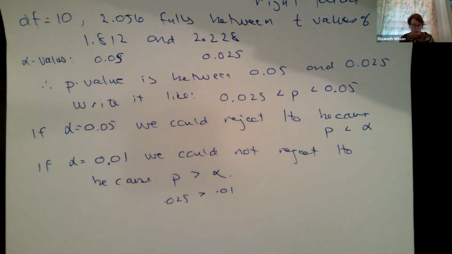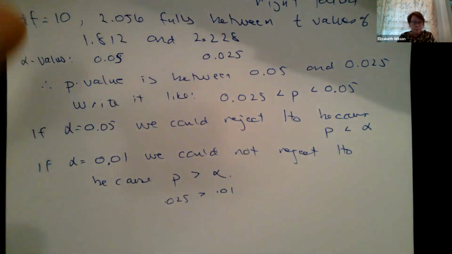So be careful. We no longer have a definite value that we're comparing things with. We have a range of values.